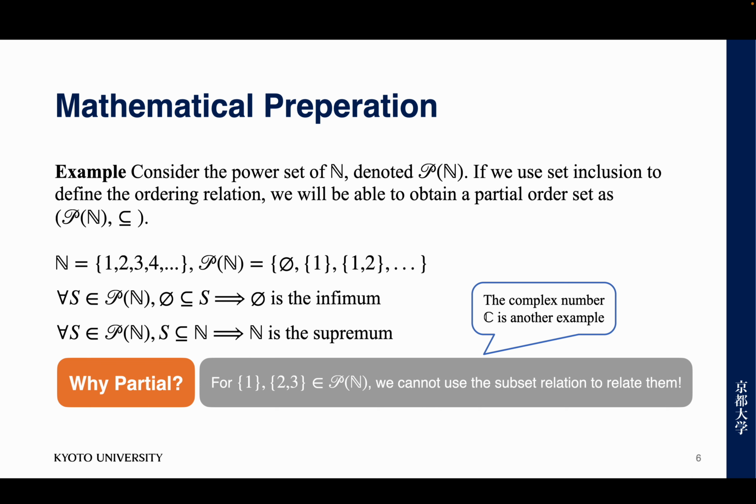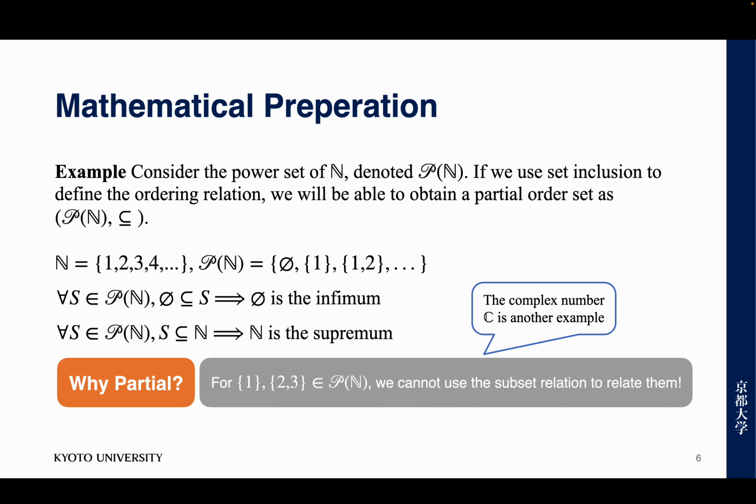Now we shall be able to tell why we used the adjective partial to decorate the set. Consider a subset of the power set that only contains 1, and another subset that contains 2 and 3. Obviously, the previous set is not a subset of the latter one, neither is the latter one a subset of the previous one. So only some elements are comparable in the set according to the defined relation, and that's the reason that we call it partial.